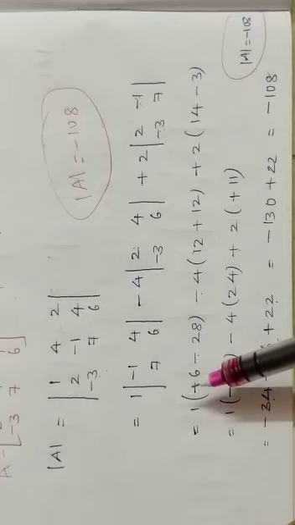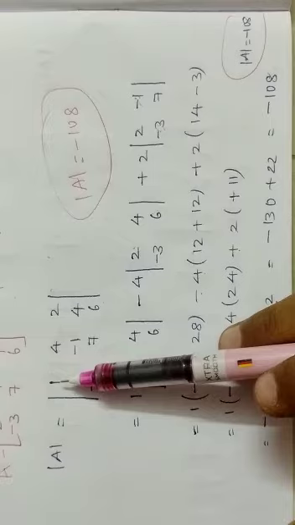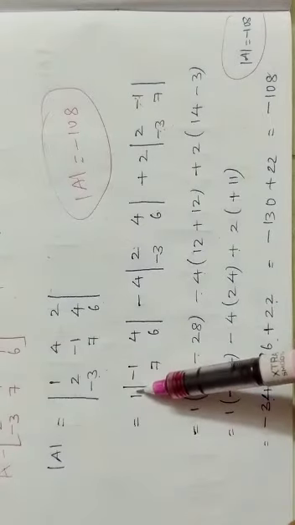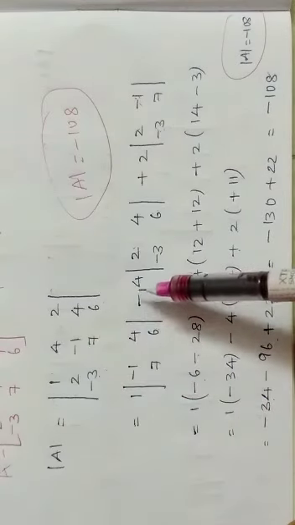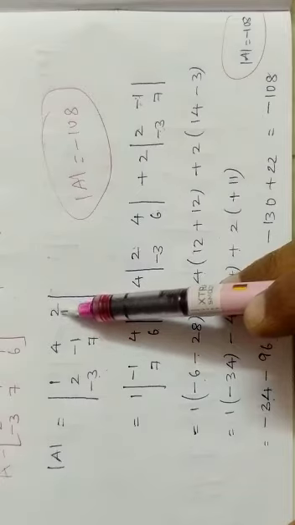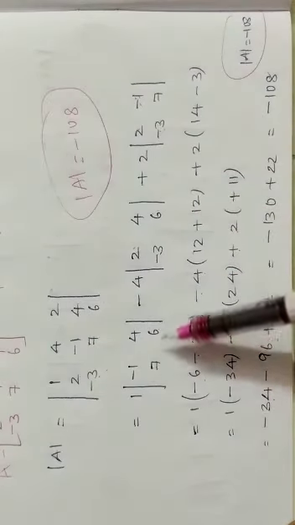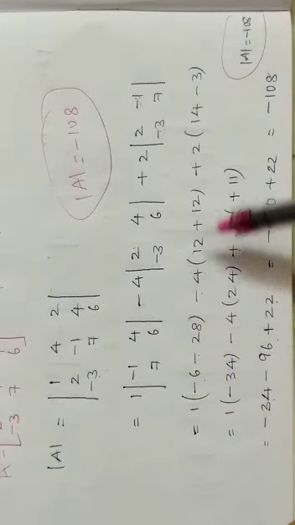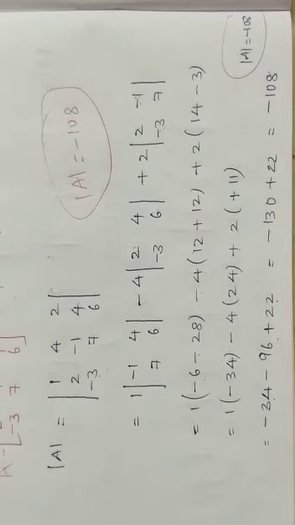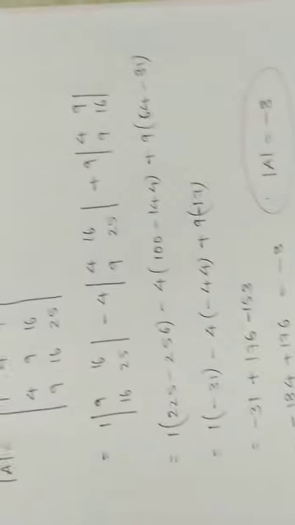Care should be taken that for the first row you have to take one same sign. For this number you have to take opposite sign. Again for this same sign. And you have to know det of a 2 by 2 matrix is AD minus BC. We do one more problem.